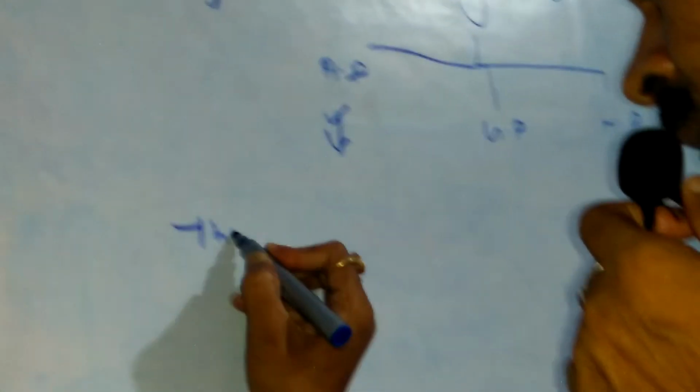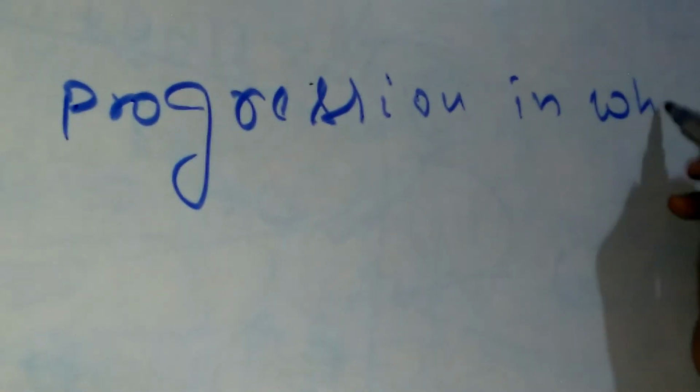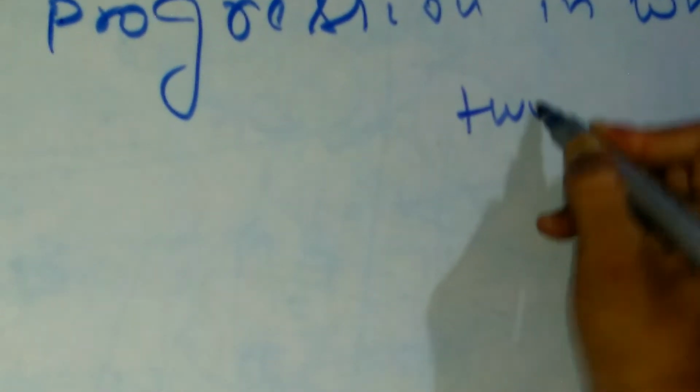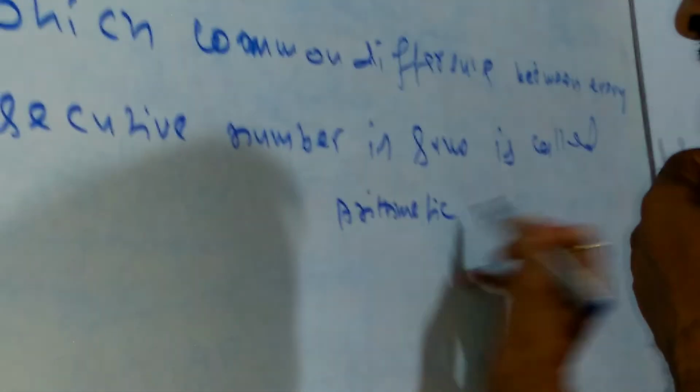AP means that progression in which the common difference between every two consecutive numbers is the same is called arithmetic progression.